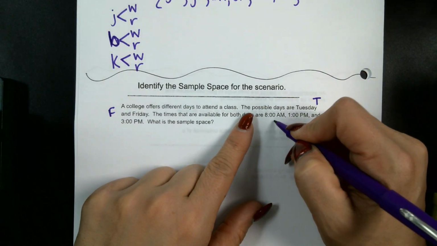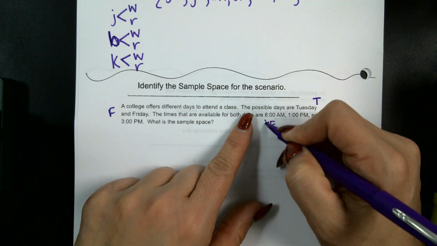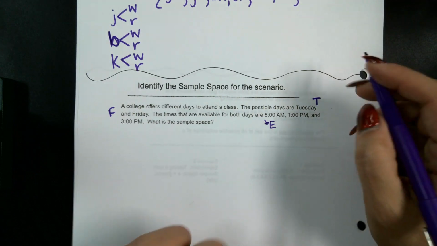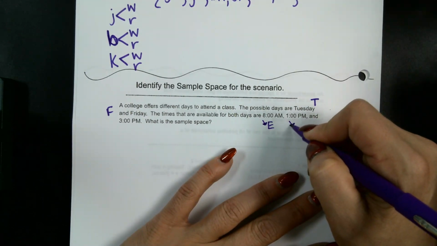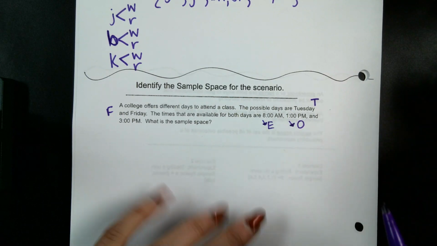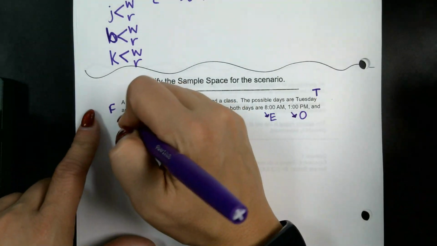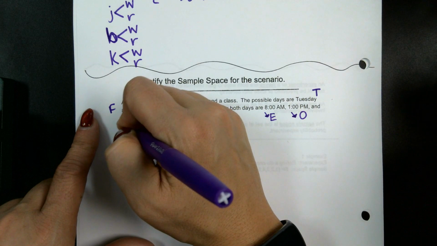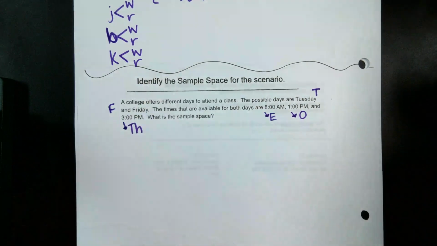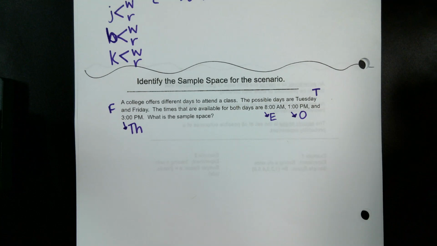Okay, so look, I'm going to call this E because the number 8 starts with the letter E. We have 1, so I'm going to put that as an O. And then 3, I'll put TH, just because we've already used T for Tuesday.